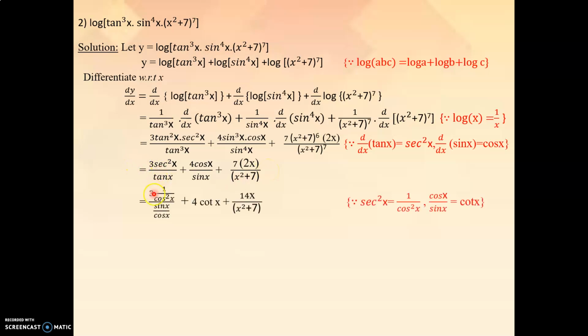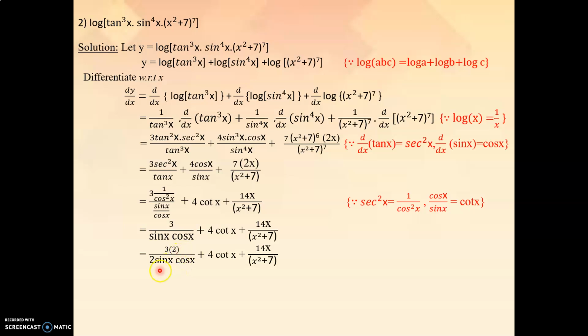Now sec square x can be written as 1 upon cos square x, and tan x can be written as sin x upon cos x. So cos x can be cancelled from here and here. So in the next step it will become 3 upon sin x into cos x, plus 4 cos x upon sin x, which is cot x, plus 14x upon x square plus 7. If you are multiplying 2 in numerator and denominator, this function will become like this.